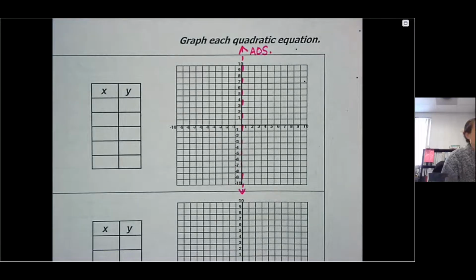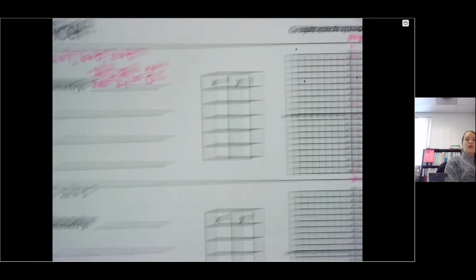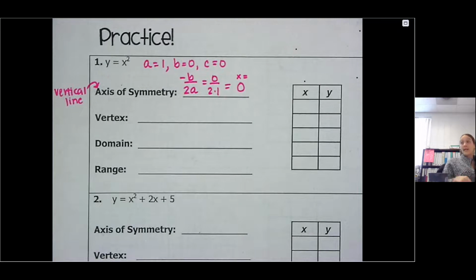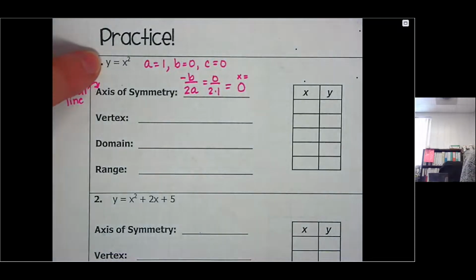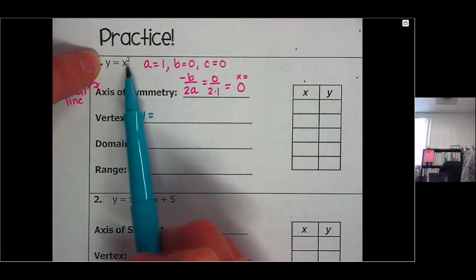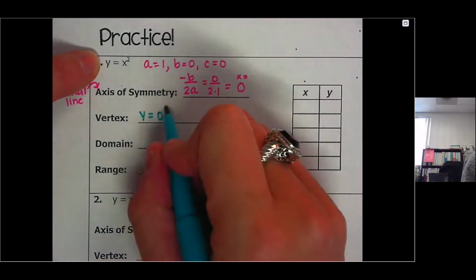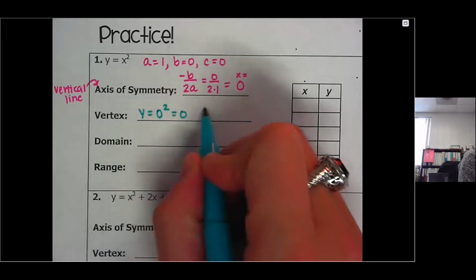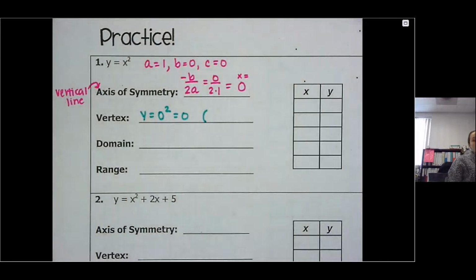Next one is my vertex. What do I have to do now for this vertex? I have to take that 0 and plug it into the equation. So my equation becomes y equals, I plug in the 0 for x, so y equals 0 squared. Well, what is 0 squared? 0. So where is my vertex? At what point? 0, 0. Right at 0, 0.